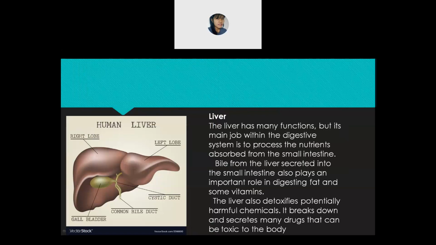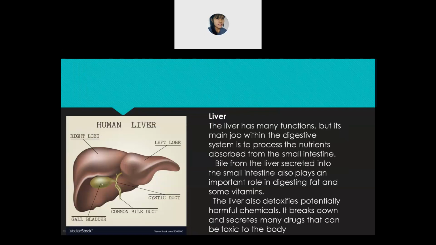Another function is that this liver detoxifies. Detoxify means they will make the human body pure. All the internal organs, all the harmful things, they will make clean from all the bacteria and from all the toxic drugs which you have taken. They will make it pure and clean.